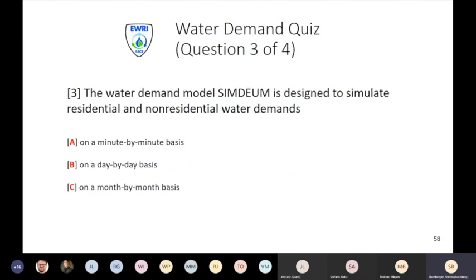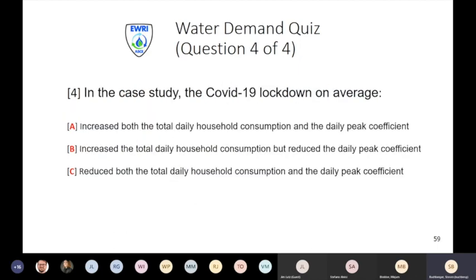This comes from Miriam's presentation on her water demand model, Syndium. And we heard it's designed to simulate residential and non-residential water demands. The question is, does it do it A, on a minute-by-minute basis or finer? Does it do it on a day-by-day basis? Or is it set up to run on a month-by-month basis? One of those three choices is better than the others. So please make your selection, and then we will move on to the fourth and final question of this pop quiz.